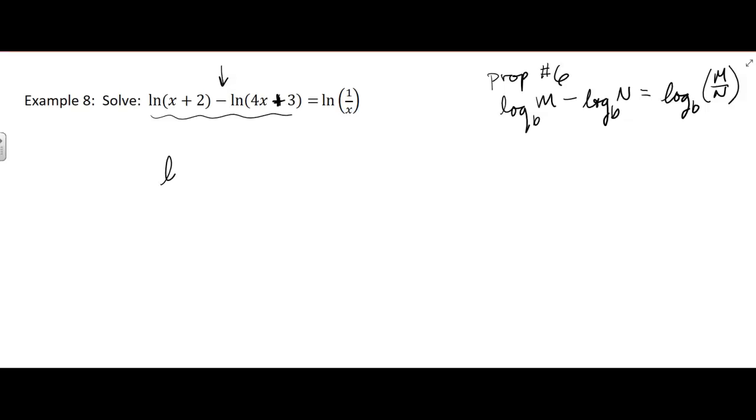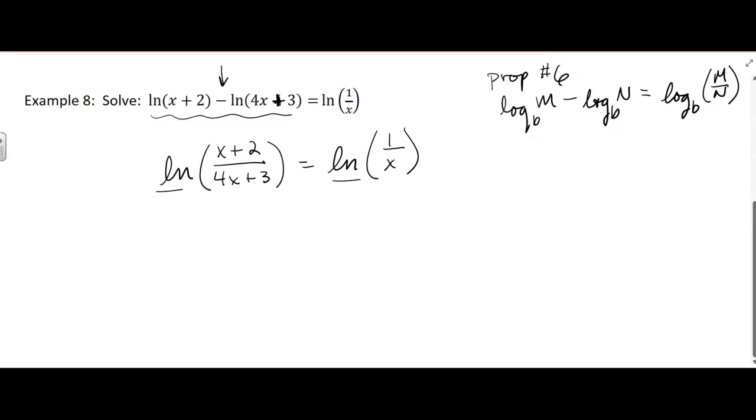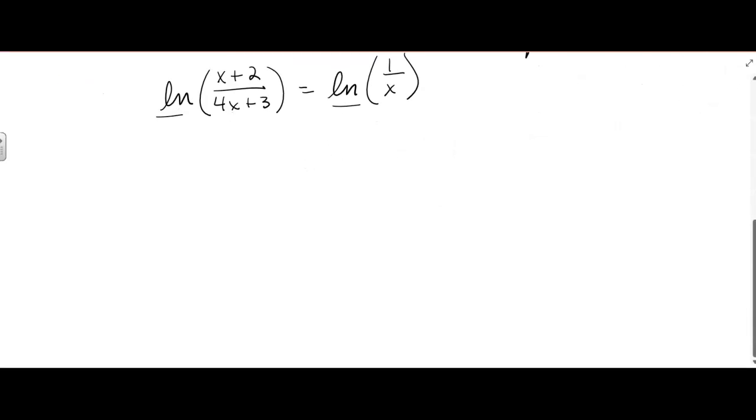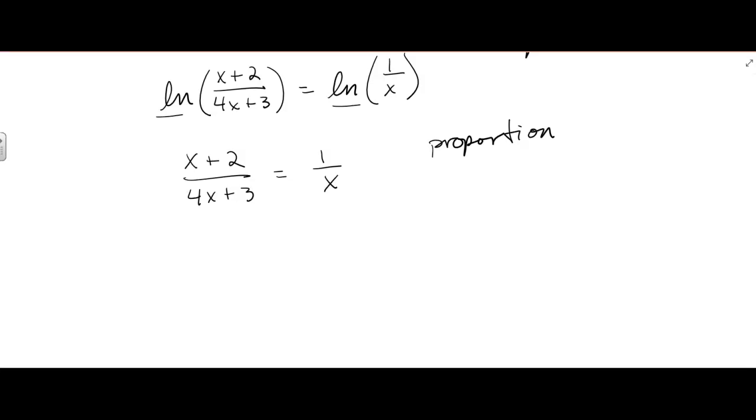So when we condense it, we're going to have the natural log of (x plus 2) over (4x plus 3), and that's going to equal the natural log of 1 over x. They're both natural logs, so great. That means we can pop out those arguments. So we can say (x plus 2) over (4x plus 3) equals 1 over x. This is great. We can solve this. This is a proportion. Yay. So we love solving proportions. We can just cross multiply. So we get to review some of our skills for solving equations.